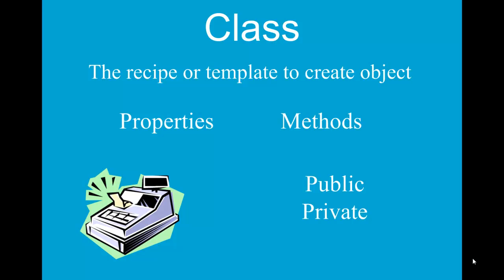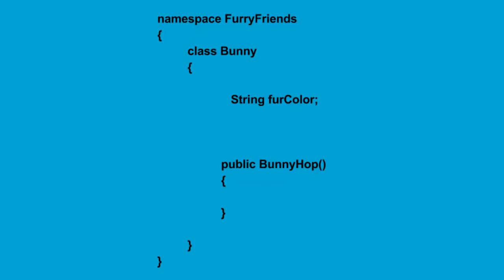So understand that a class is simply a recipe or template to create an object, which contains properties and methods, and they can be public or they can be private. As an example here, when we look at this class, in C# we're going to create a class called Bunny. And then inside of it, you can see string furColor would be what? A property, or some data stored about it.